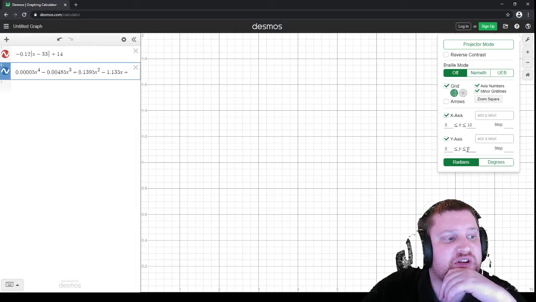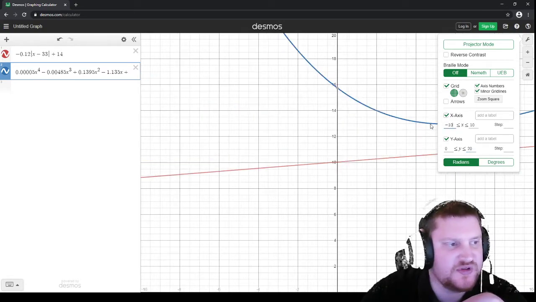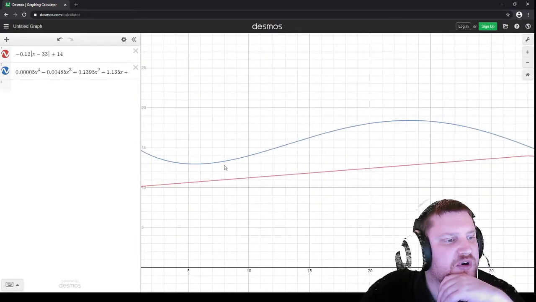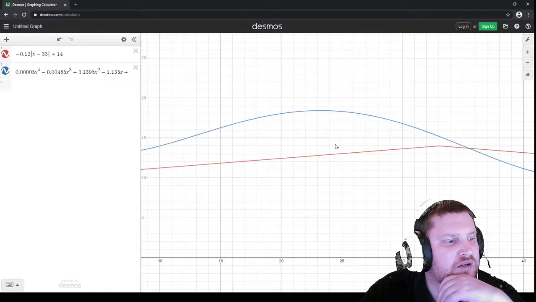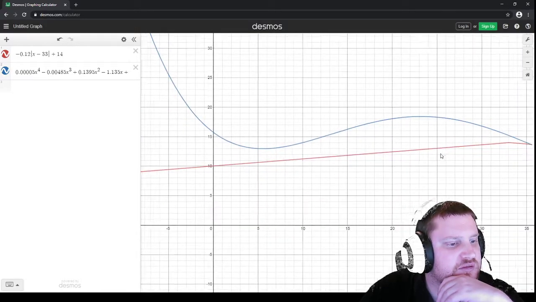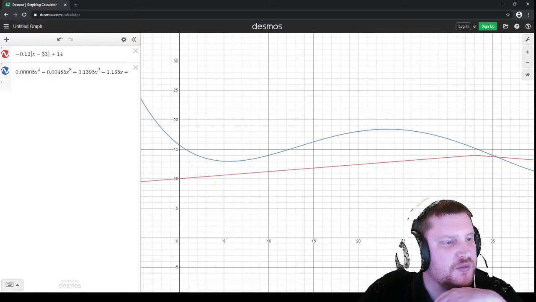For range, they tell us to use 0 to 20. For x-axis, they really didn't specify, so I usually use negative 10 to 10. However, using this as our range, we can see that this goes down to here, and then it starts going up. And it becomes pretty clear that there is a point that they cross because this is cubic.